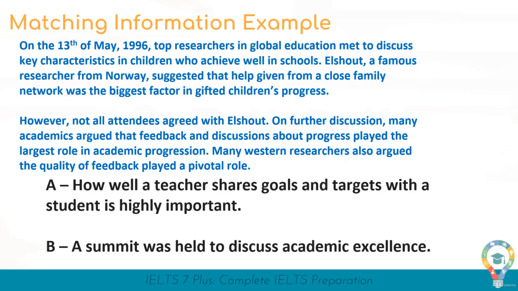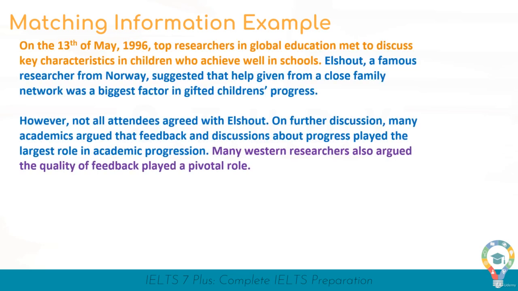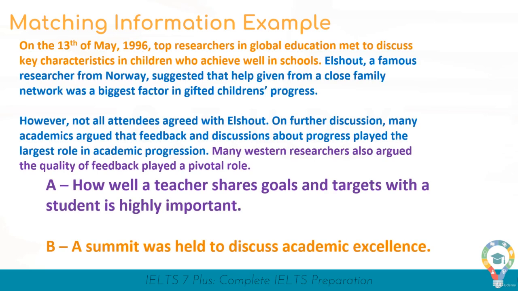I'll now show you which paragraph and the part of the paragraph that links to the statements. So here are our answers. Statement A is paired with paragraph 2, specifically the last sentence, but your answer would be A and paragraph 2. B, or statement B, links with paragraph 1, specifically the first sentence of paragraph 1. In your IELTS reading test, you will of course have more statements and a larger passage to use.